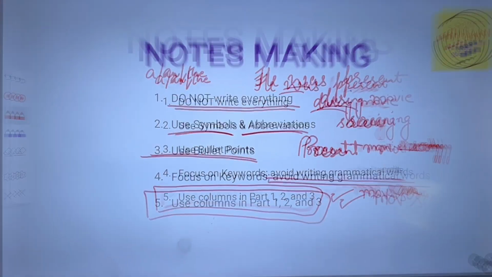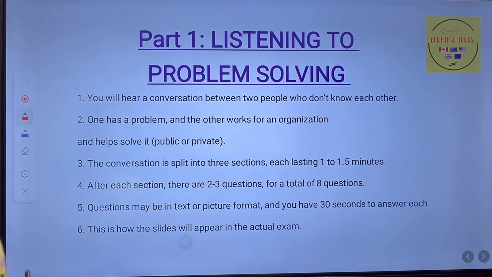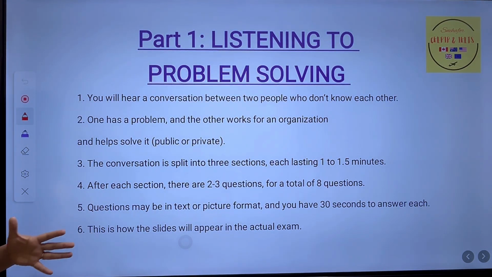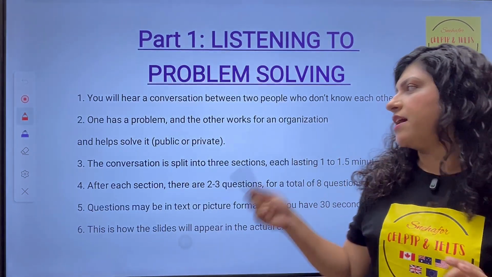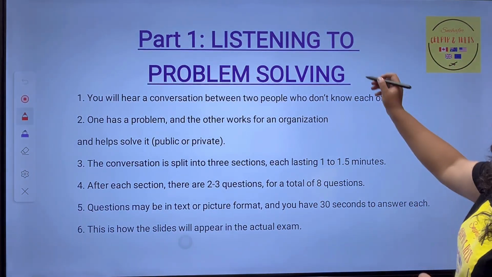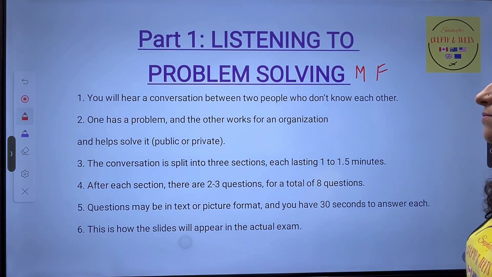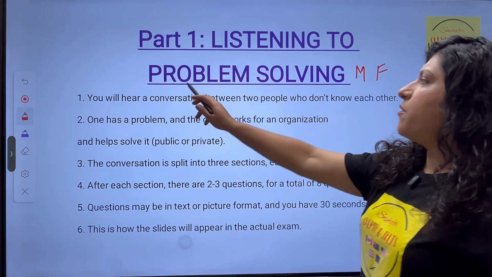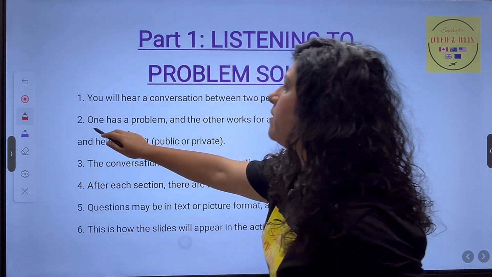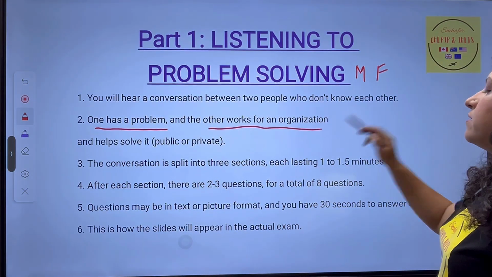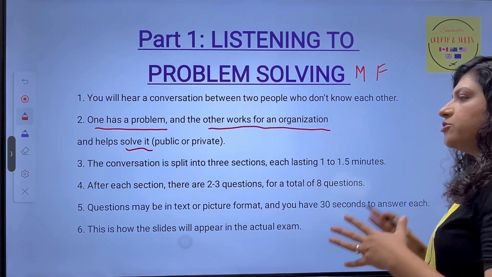All right, so now let us discuss part 1 of listening. Part 1 of listening is listening to problem solving, as you can see over here. And if you remember, we discussed that it's a dialogue. So you'll have two people. Generally, there will be one male and the other one will be a female. Now, since it's about problem solving, out of these two people, one will present the problem and the other one will present the solution. So such will be the nature of the conversation over here.